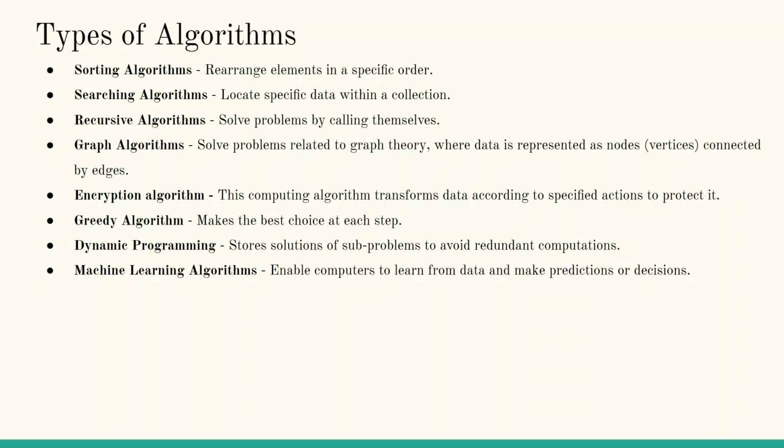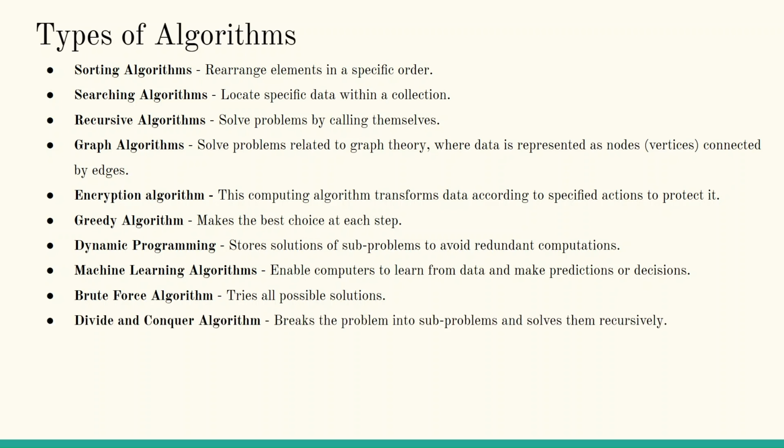Machine learning algorithms enable computers to learn from data and make predictions or decisions. There are different types of machine learning algorithms, categorized by how they learn: supervised learning, unsupervised learning, and reinforcement learning are some of the examples. Brute force algorithm. This algorithm iterates over all possible solutions to a problem blindly, searching for one or more solutions to a function. Divide and conquer algorithm.